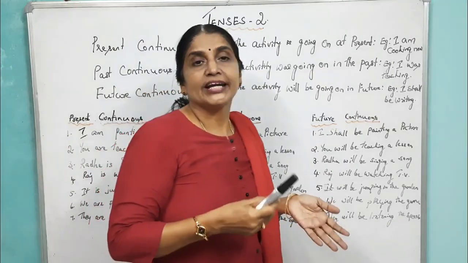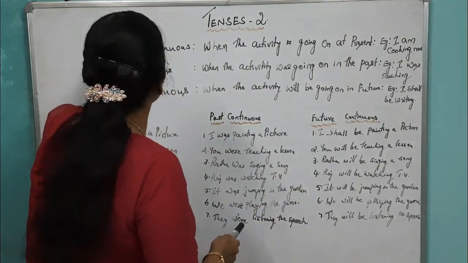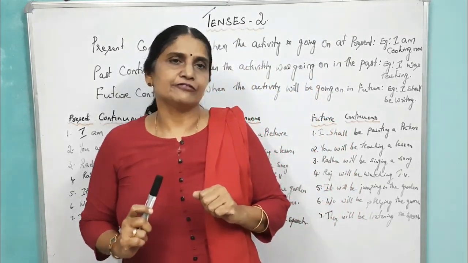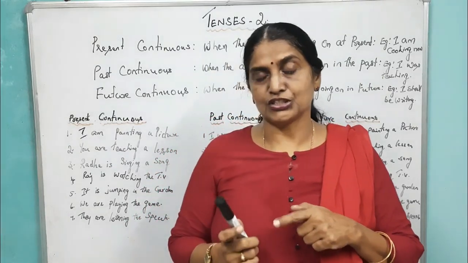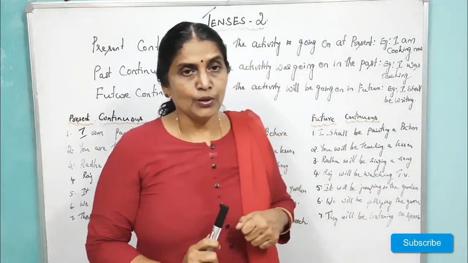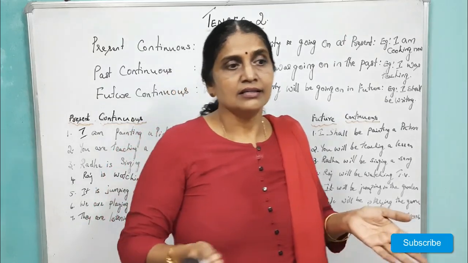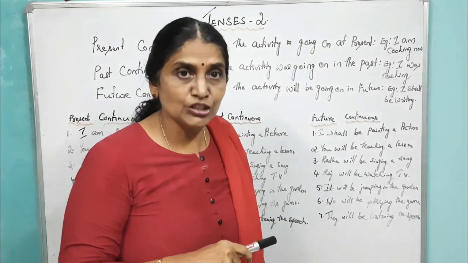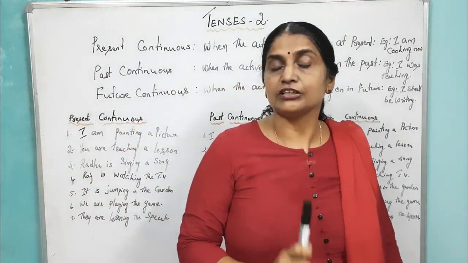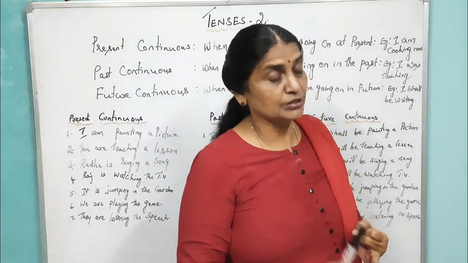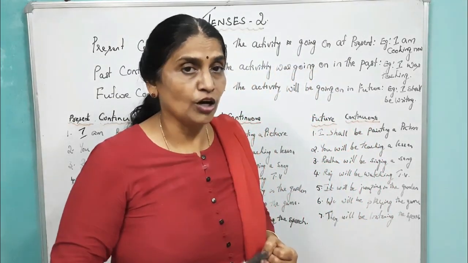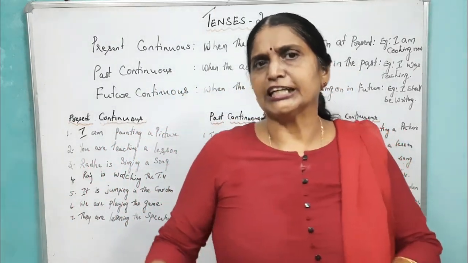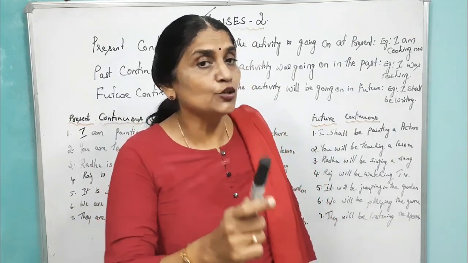When the activity is going on at present, we use present continuous tense. I already told you that people get confused between present tense and present continuous tense. If you put a question, when to use present tense, they say that the present situation, but that's not so. I explained clearly in my last video that present tense is used for habitual actions and universal truths mainly. Suppose action is going on, in the sense action is taking place regularly, usually, in that case you use present tense.